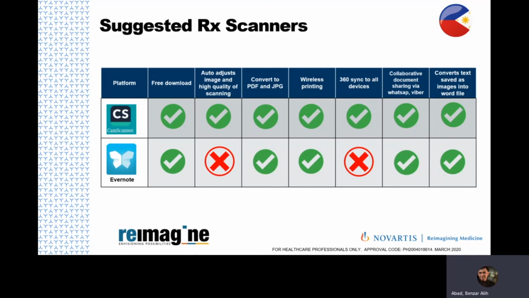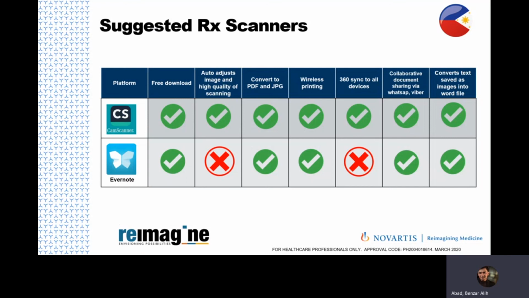Both scanners have different features, so they are free for download, and Cam Scanner auto adjusts the image with a high quality of scanning versus Evernote. Both can be converted into PDF and JPEG. Both can do wireless printing if the patient wishes to print it upon receiving the soft copy. And then both, or only the Cam Scanner, offers 360 syncing to all devices.